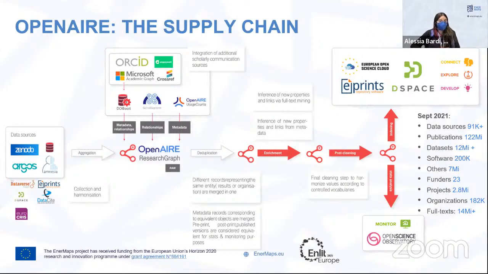Eventually, the graph is made available via the different OpenAIRE portals, including Explore, OpenAIRE EU, and the EnerMaps Gateway that you will see in the next phase of this workshop. We also analyze the graph, and we offer statistics for the funders and national agencies via the OpenAIRE Monitor and the Open Science Observatory. So here on the right, you can see some numbers. More than 120 million publications, millions of data sets. So the graph is pretty big. Next slide, please.